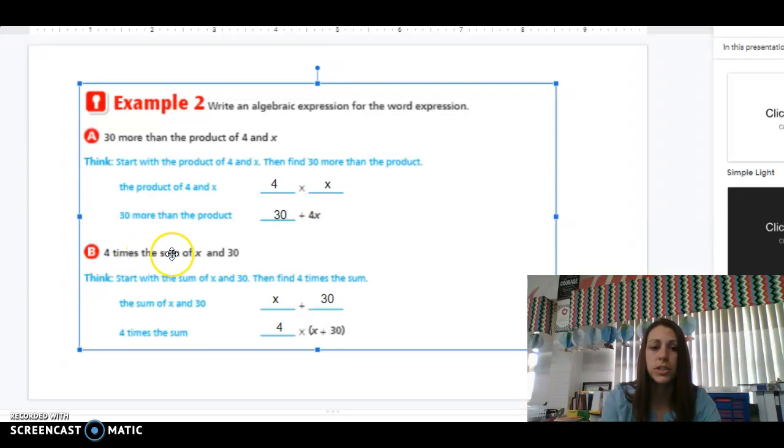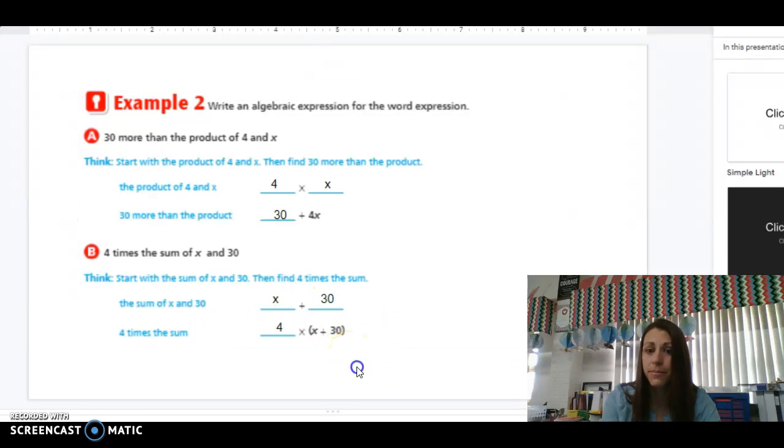Now we have 4 times the sum of x and 30. So start with the sum of x and 30, then find 4 times the sum. So we have the sum of x plus 30, and we're going to put that in parentheses. And then we need to take 4 times that whole sum. I know it sounds a little confusing, but if you break it apart, you can do this. You guys got this.